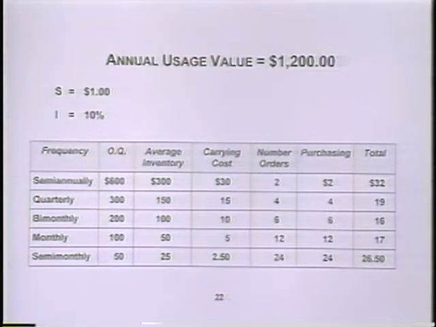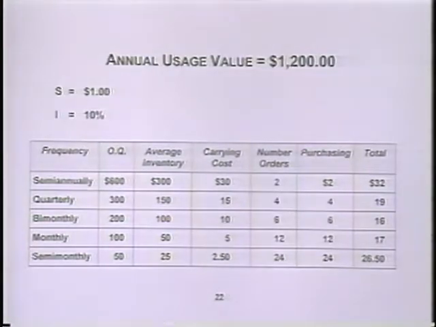Now, in order to accomplish this, what I've done is I've taken one item that had an annual usage value of $1,200, identical to the annual usage value that you would use in an ABC analysis, and we have S, which is the purchase order cost, in this case $1, and I, the carrying cost of 10%, to make it easy to go through this illustration.